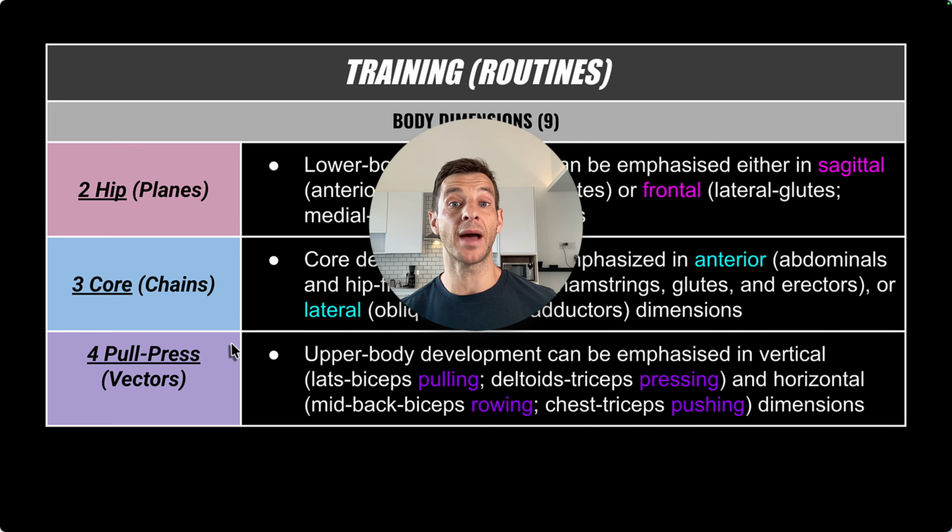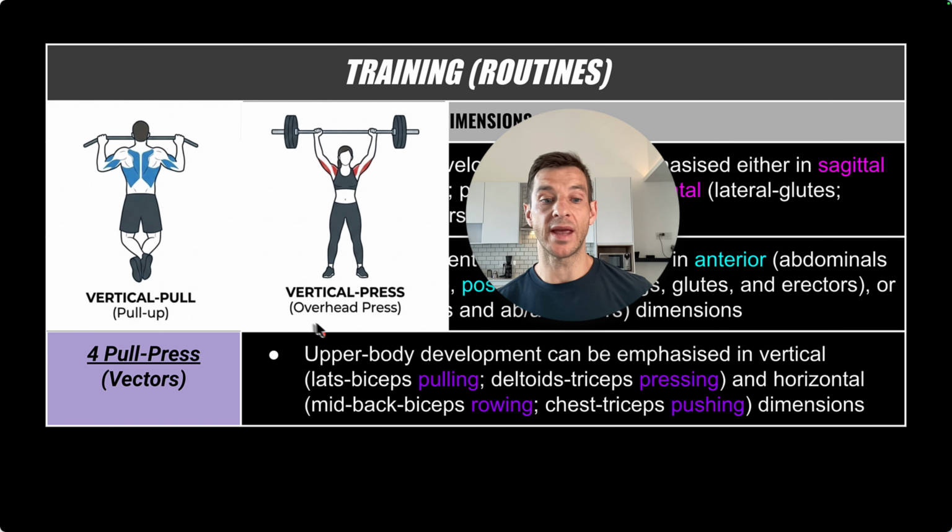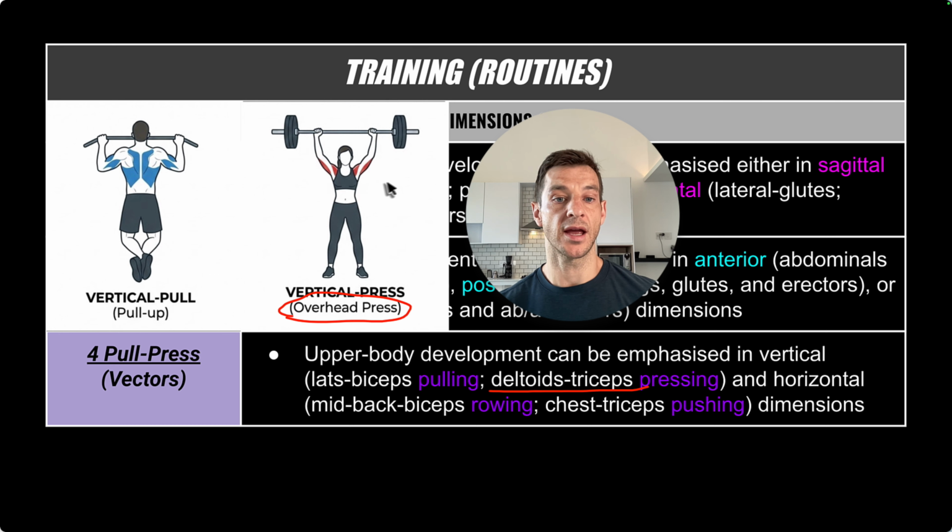The third and final domain is all about upper body development. And when I think about upper body development, I think in terms of pull and press vectors. There are 2 vectors that you should be aware of. We have vertical and horizontal pulling and pressing vectors. An example of a vertical pull would be the pull-up, which focuses on the lats and the biceps, as we can see here. For a vertical press, we have the overhead press, which focuses on delts and triceps, as we can see here.